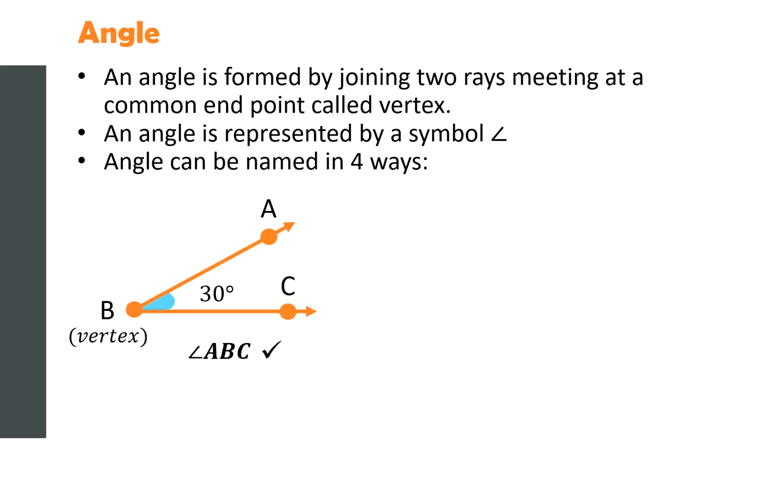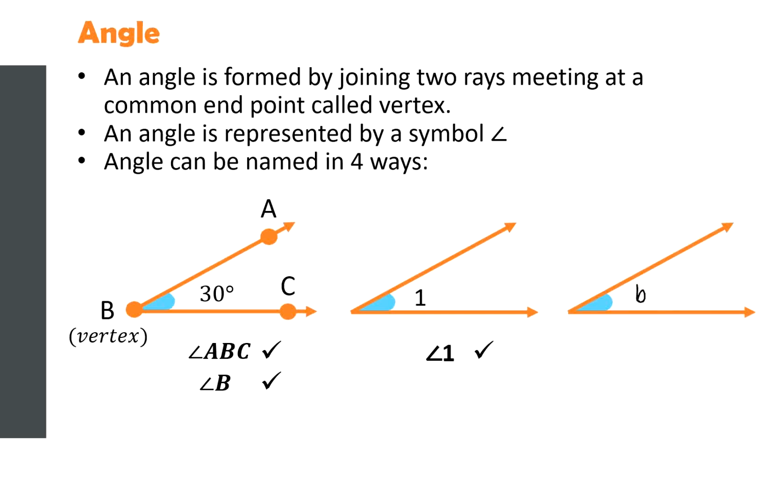Take note, kung ano yung vertex, yun yung dapat nasa gitna. No? We can use 3 letters to represent yung name ng ating angle or we can simply write angle B. Pwedeng isang letter lang yung vertex niya. So, this is angle B. Or, we can rename this as angle 1. O kaya naman ay small letter b, that is angle b.